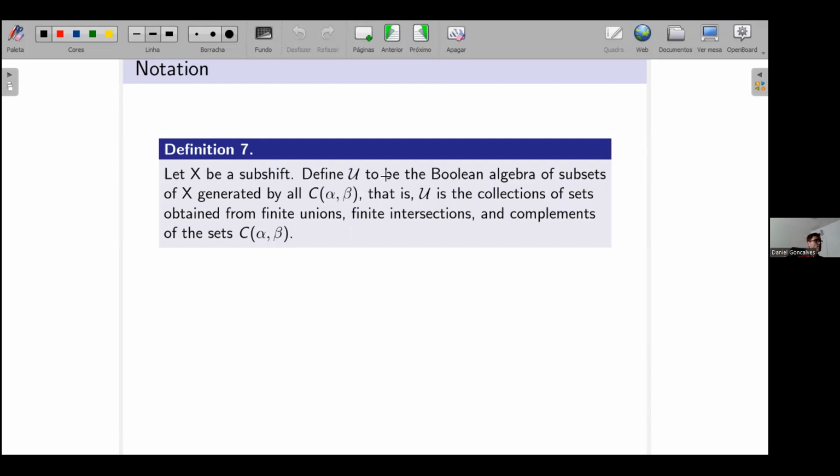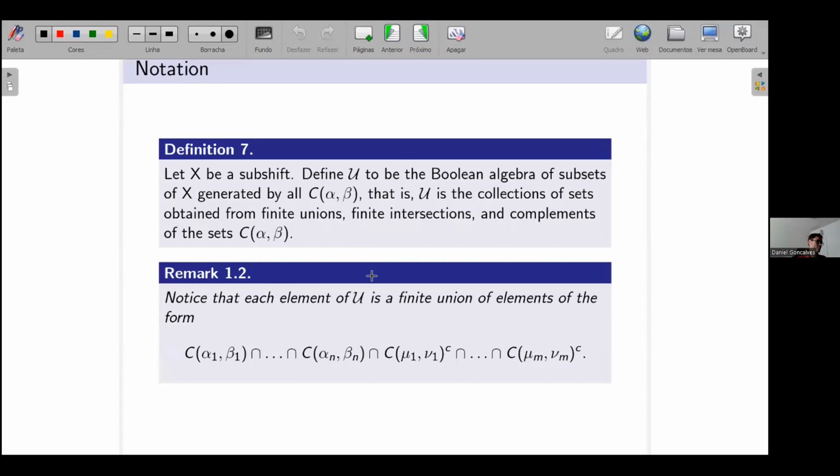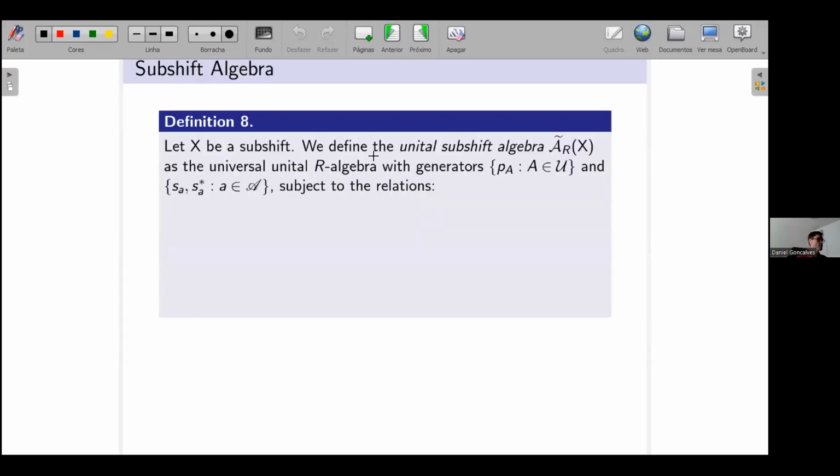So we need to consider the Boolean algebra generated by this C alpha beta, which is just all the finite unions, finite intersections, and complements of these sets. You can describe them as finite unions of elements of this form. I know it doesn't look good, but usually when we work with the algebra, you prove things for C alpha beta, and then you show that the property is respected by unions, intersections, or complements. So how do we define the algebra?